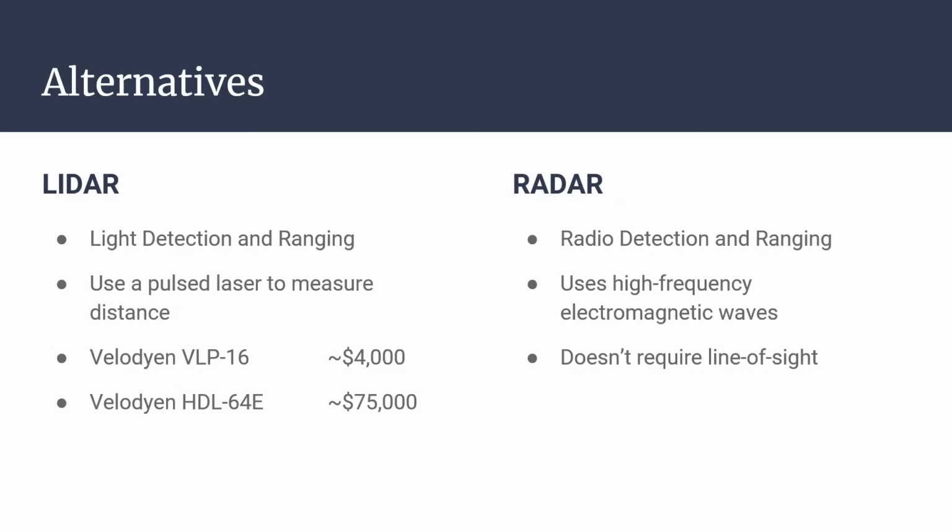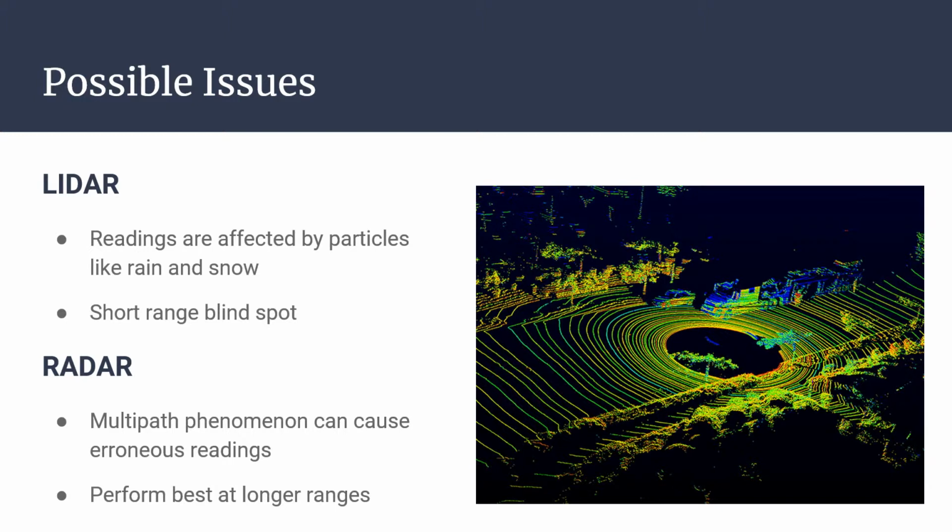A couple of alternatives include LiDARs, which use lasers to measure distances, and radars, which use high-frequency electromagnetic waves to measure distances rather than the images used in a stereoscopic system. However, a couple of issues exist with both of these. LiDARs are susceptible to particles in the air, such as rain or snow, so if you have inclement weather, you won't be able to use LiDARs to analyze much.